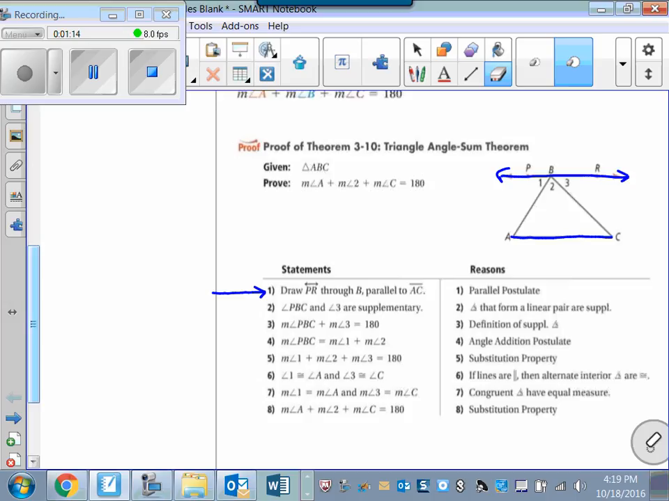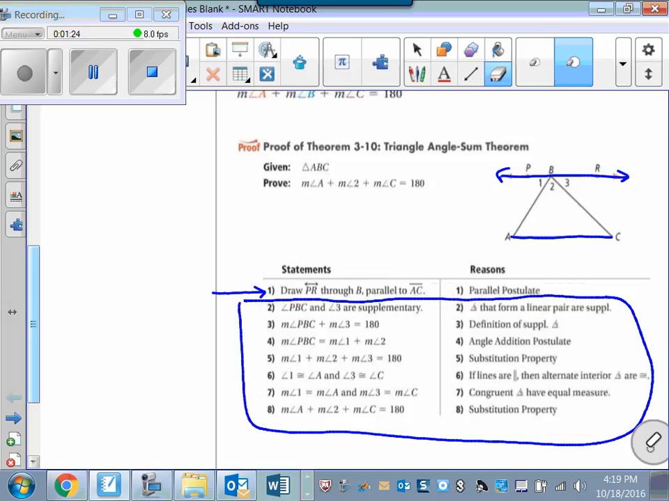So what I want you to do, it would be a good idea if you would cover up the rest of this proof, cover up these steps, and see if you can complete the rest of it yourself. You should be able to once you know that what you have to do is draw this parallel line. Okay, at a minimum, read through that proof and make sure that it makes sense to you.